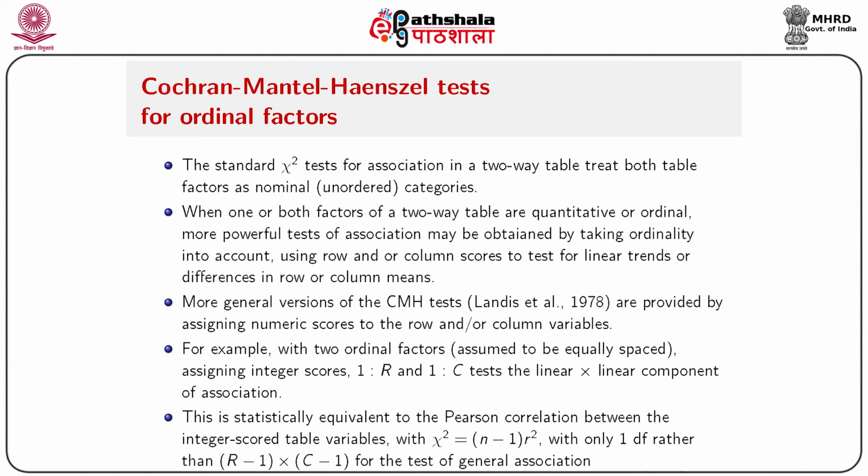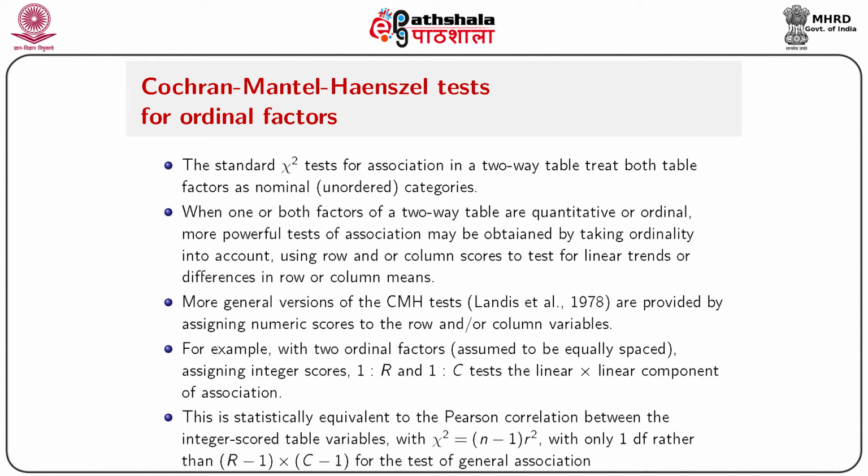The Cochran-Mantel-Haenszel test for ordinal data. The standard chi-square test for association in a two-way table treats both table factors as nominal or unordered categories. When one or both factors of a two-way table are quantitative or ordinal, a more powerful test of association may be obtained by taking ordinality into account, using row and column scores to test for linear trend or difference in row or column means.